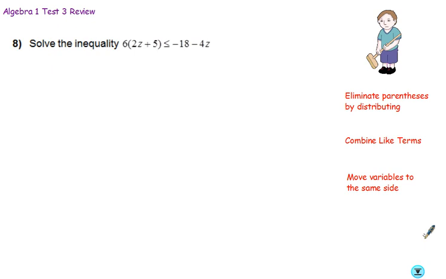Alright, so let's go ahead and take a look at number 8. Number 8 is another inequality that we just have to solve. Hopefully maybe not too messy. We got our guy with our broom over here ready to clean some stuff up.